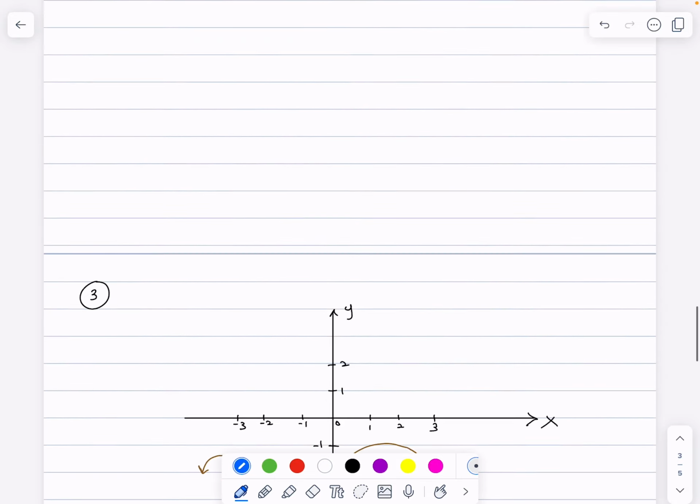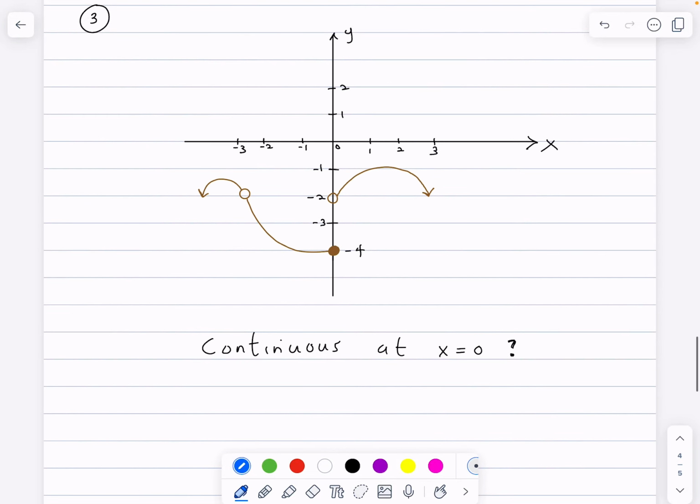So look at this last example. This one I'm going to leave to you as an exercise. I just want you to try it, and I hope you will get it.